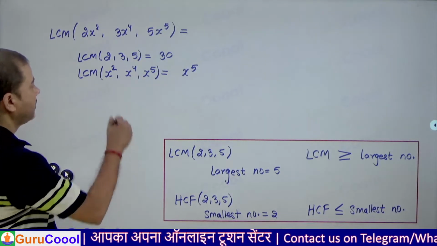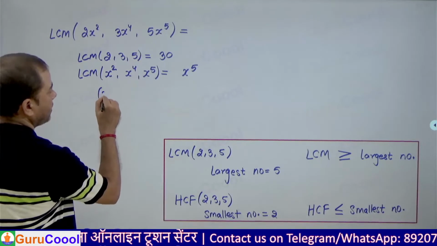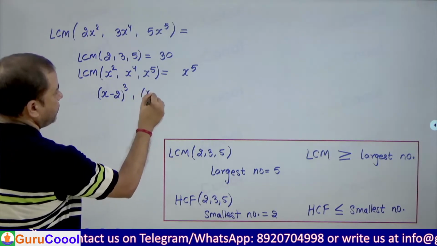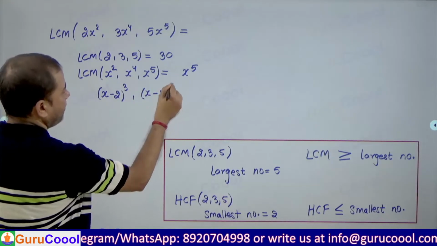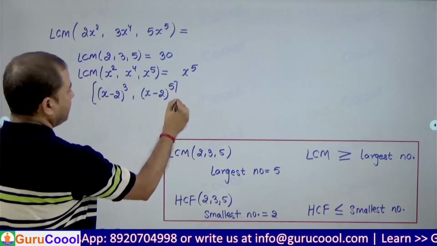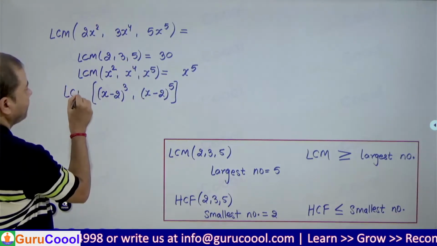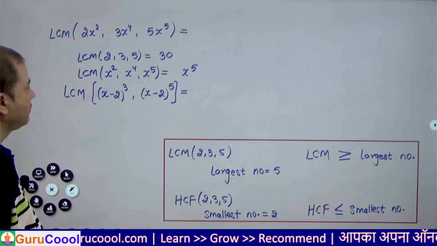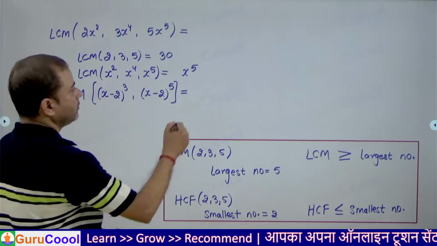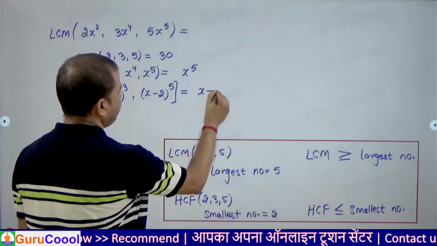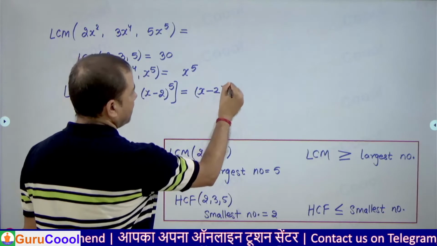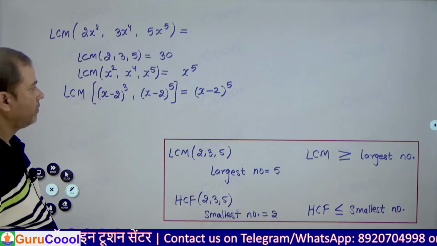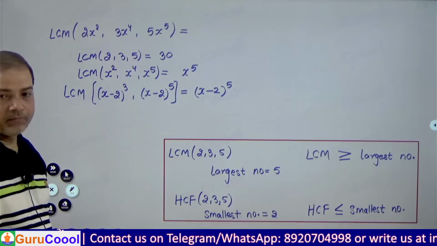Yes, sir. Similarly, if you have first factor, say x minus 2 with power 3, and x minus 2 with power 5, and you need to find LCM. Can you guess? Sir, it will be x minus 2 whole power 15. Power 3, power 5, right? Are you sure? No, sir.